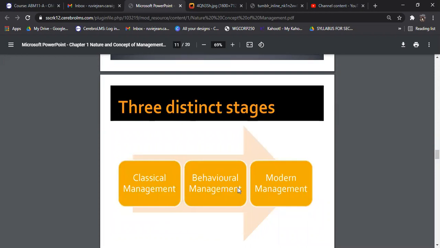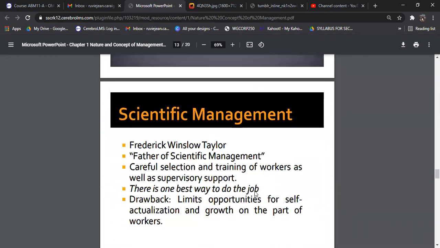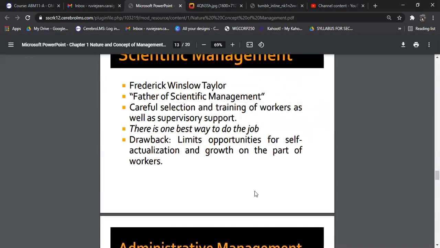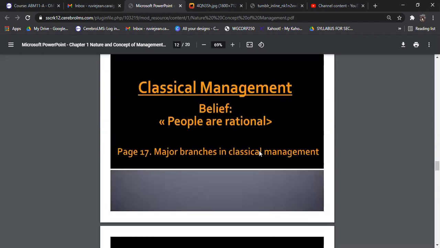Okay, so the first one is classical management. Under this management, they believe that people are rational. When we talk about rational, we are capable of thinking, right? Therefore, under classical management, we are going to talk about scientific management and administrative management. If you look at the book, there are many; there are so many management theories discussed under classical management, but I shortened it. What I'd like you to really remember is the different beliefs in each of the distinct stages of the evolution of management. So again, under classical management, the belief is people are rational. Meaning we are thinkers.